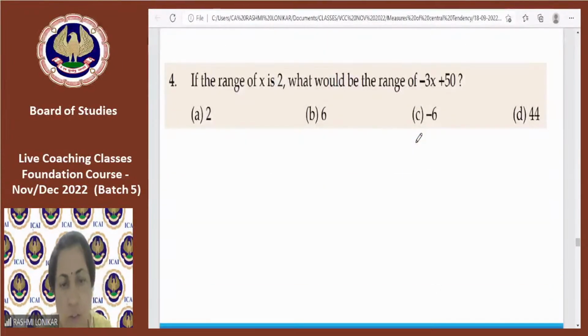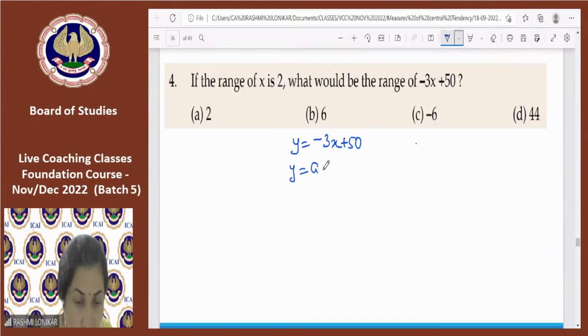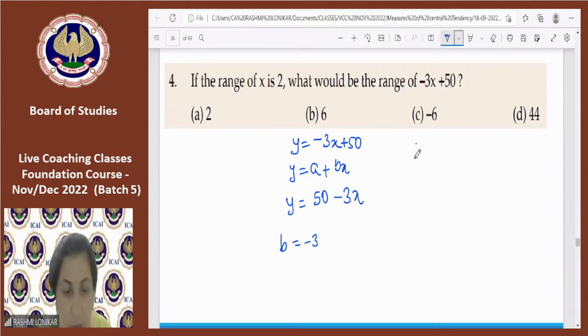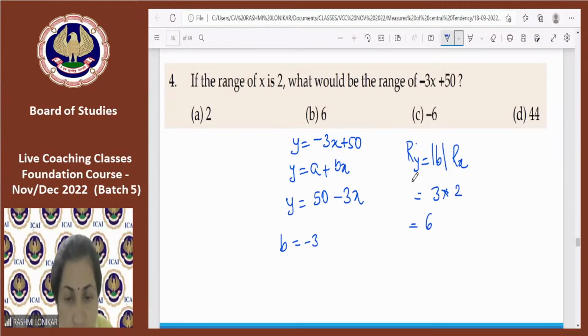The range of x is 2. What would be the range of y equal to 50 minus 3x? So y is equal to minus 3x plus 50. But we need the information in the form y is equal to a plus bx. So this will be y is equal to 50 minus 3x. b is equal to how much? Minus 3. Now we know that range of y will be equal to mod b times range of x. Mod b is 3, and Rx is how much? 2. So what will it be? 6.